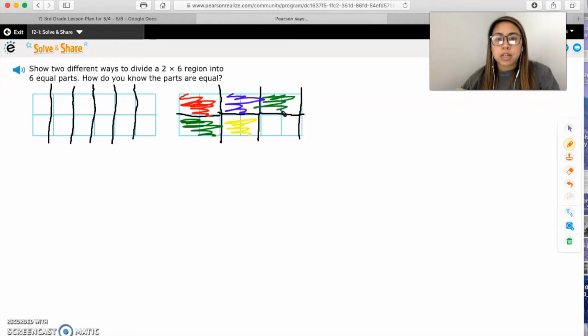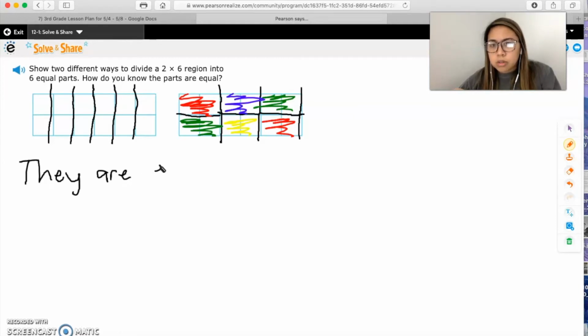I'm going to use green again. There's nothing left over, so everything is equal. Use red again. Okay, how do you know the parts are equal? There's nothing left over, so I would go ahead and write that at the bottom of your solve and share. They are equal.